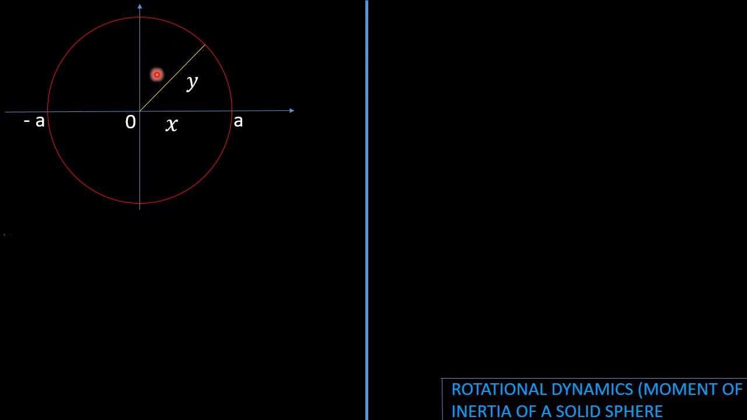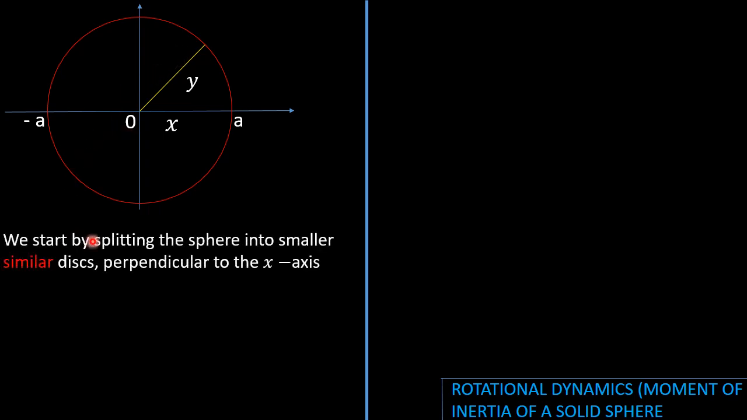So friends, we are going to start by splitting the sphere into smaller similar discs perpendicular to the x-axis. Like I said initially, we are going to be using the disc method. And how we approximate the volume of the sphere, we are going to use that same knowledge on how to get the moment of inertia of our uniform solid sphere.